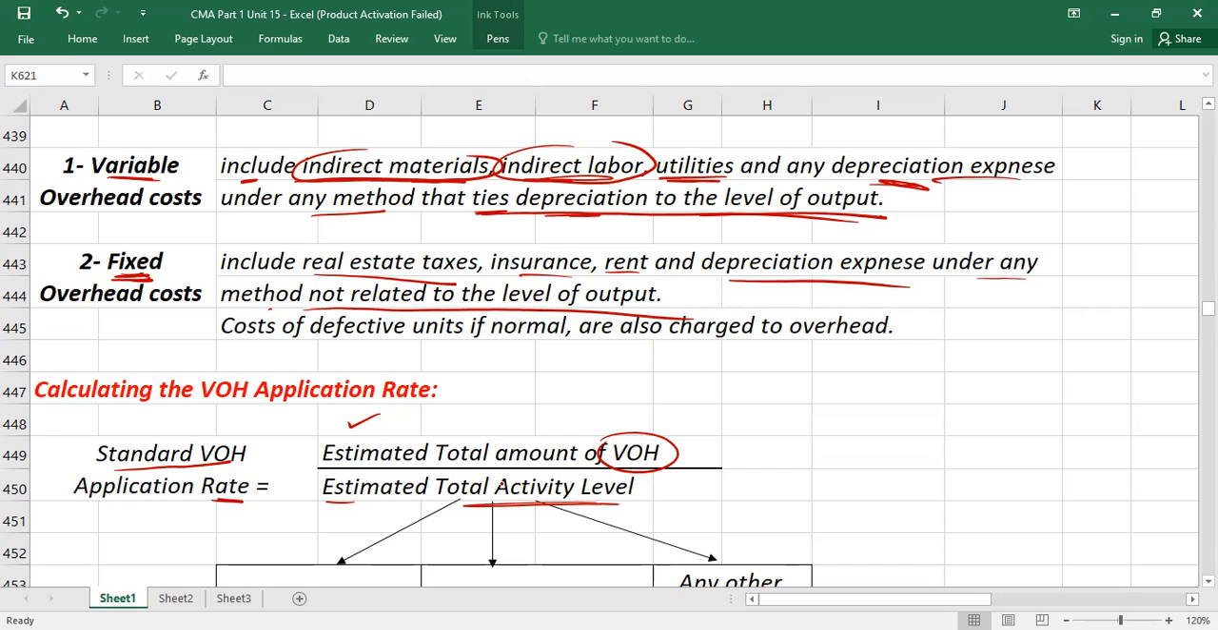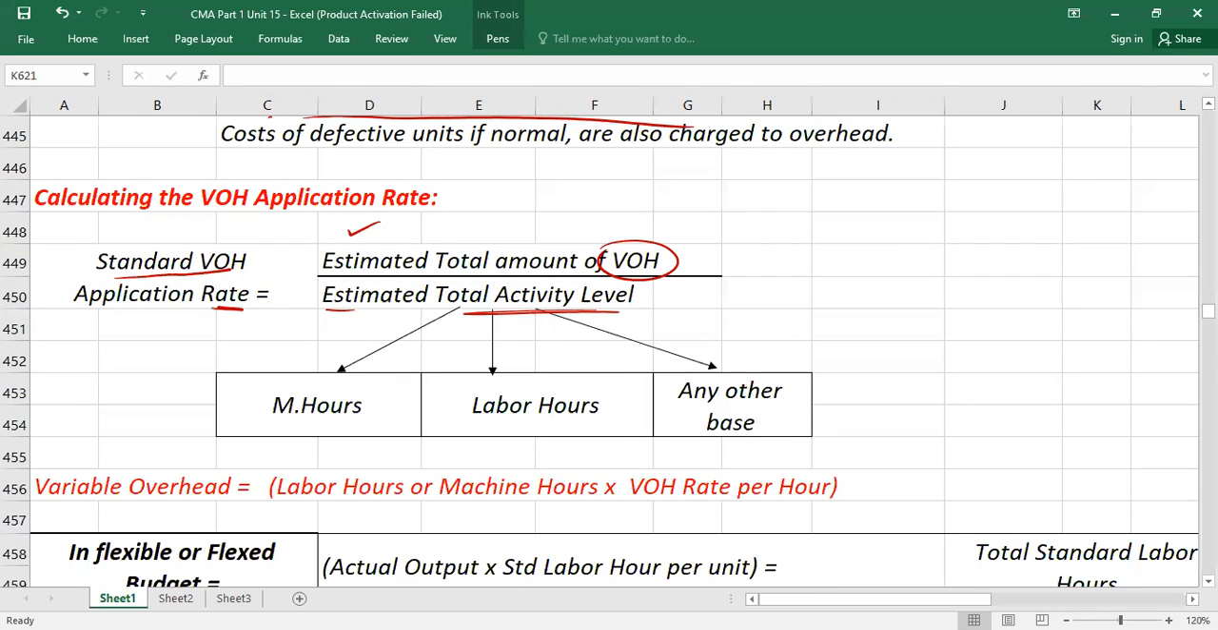Estimated total activity level. Activity level means the base which you have to use to allocate the overhead to the product. Most commonly, there are three bases. There are three types of activity level which can be applied to get this rate, and then we will use the same activity level to allocate the cost of the variable overhead to the product. Which activity level do we most commonly use? We use machine hours.